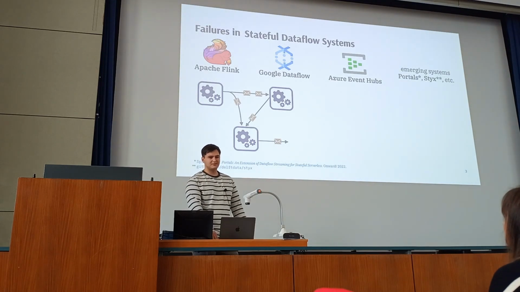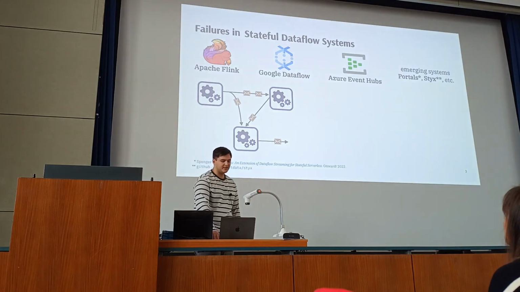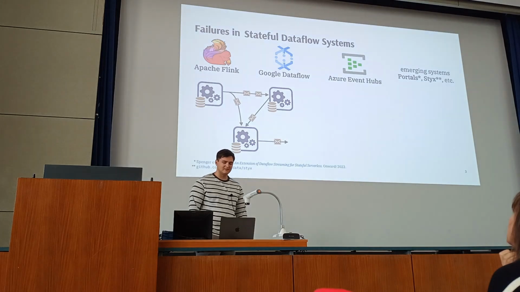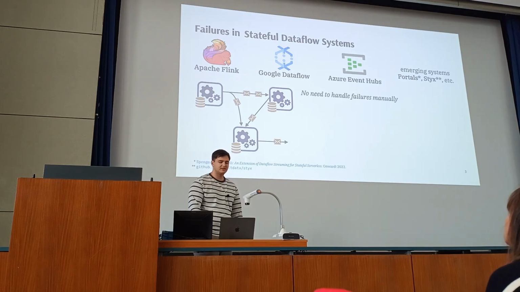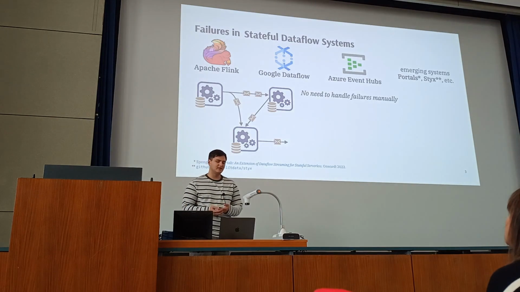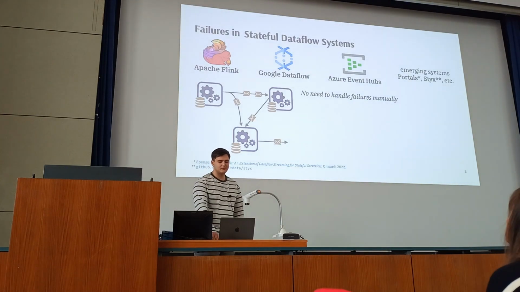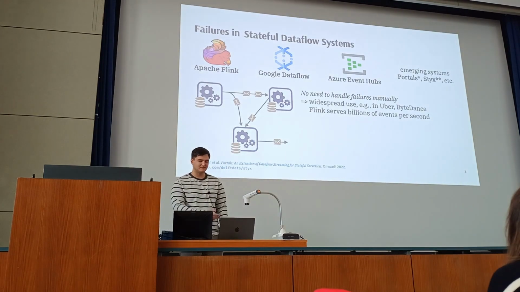And the stateful part of the name corresponds to the simple fact that each of these tasks has a state. And once you have a state in a distributed system and failures, that's very hard to handle, because if you fail, you lose the state, and it's very hard to reason about such systems. But the key property of stateful dataflow systems is that there is no need to handle failures manually. And probably this is the reason for their wide use. For example, Apache Flink is used at Uber, and it serves billions of events per second.